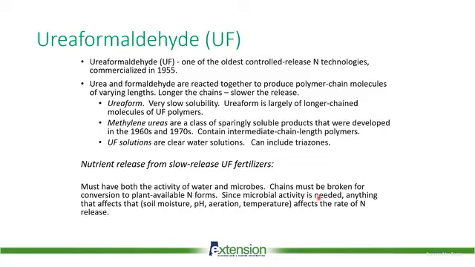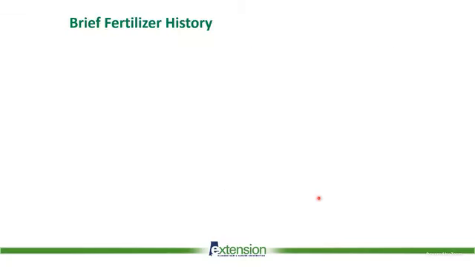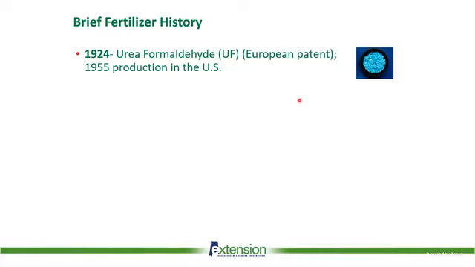But that's not the only way that you can make nitrogen slow release. You can also make it slow release by actually reacting urea with usually formaldehyde in order to make a very long molecule that takes a long time to break down and actually release urea. And I'm going to go back a little bit, and that's what this is right here, urea formaldehyde.